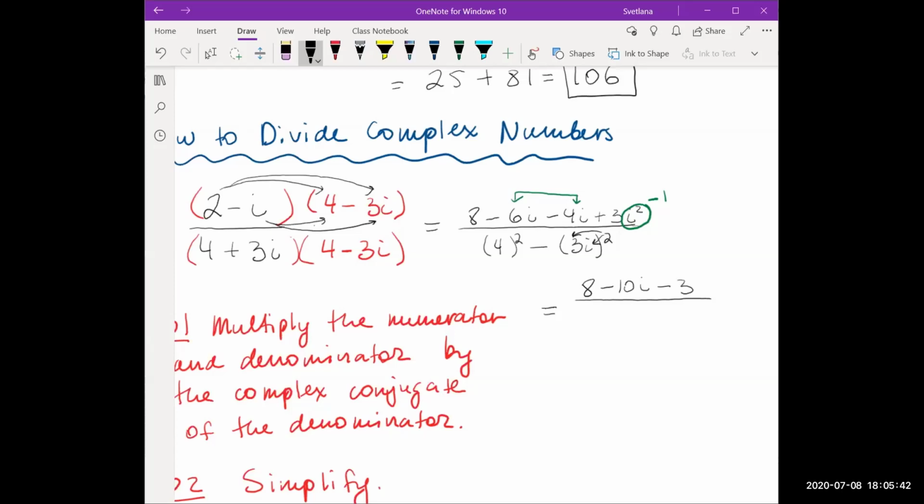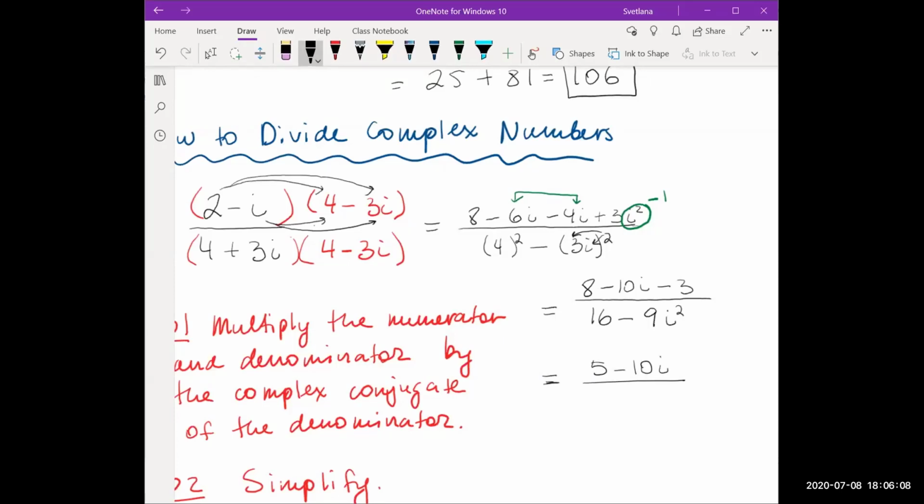Let me work on the denominator. 4 squared gives me 16. And then minus, well, here I already said that I have to square 3, that gives me 9. And I have to square i, well, that's i squared. Okay, like that. Going back to the numerator. 8 minus 3 is 5. 5, and then minus 10i.